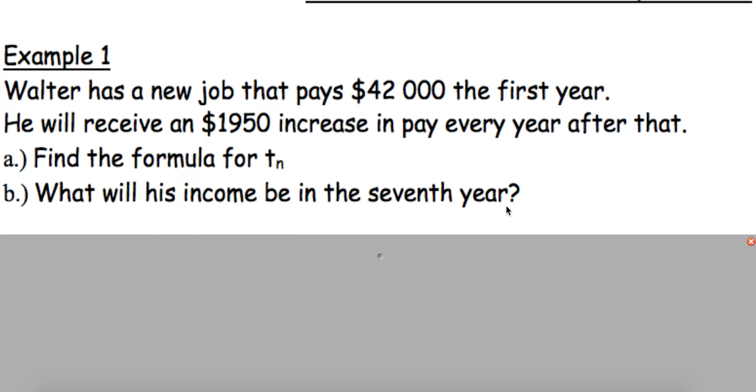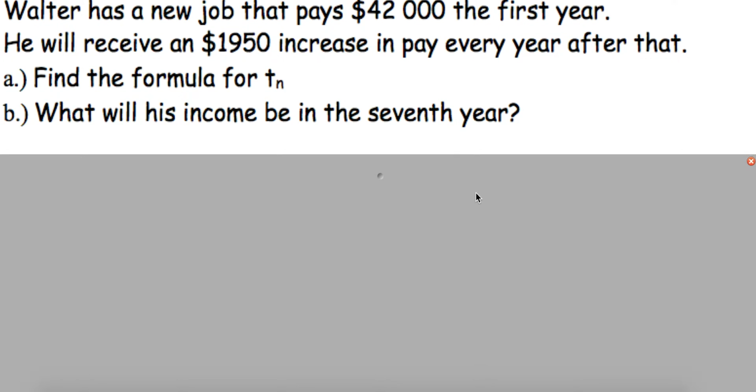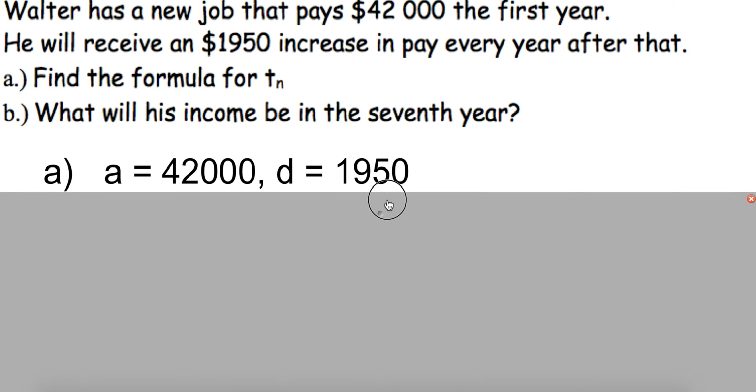Alright, so when we're looking at this, I'll try to keep the question on the page here. First thing I want to do is find out my A and my D value. They're going to help me find my TN. So my A is my starting value, that's what I get in the first year, so that's how much pay I get at the start. And my D is I'm getting an increase of $1,950 every year.